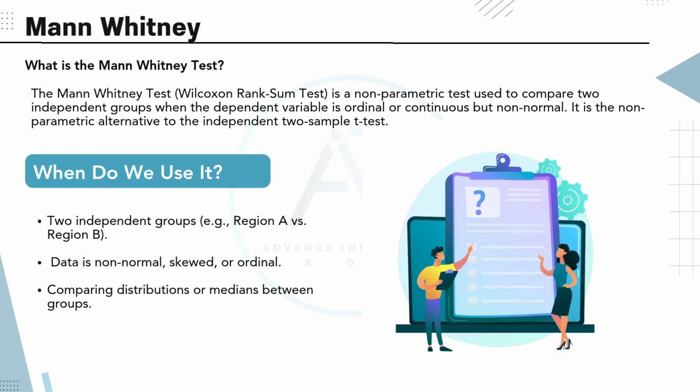Why is this test important? Because it enables us to draw valid conclusions even when our data doesn't meet parametric assumptions, such as normality or equal variances. It's especially useful in business settings where real-world data often has skewness, outliers, or comes from small samples. To summarize, if your project involves comparing the performance or scores of two different groups and you're unsure about normality, the Mann-Whitney test is a powerful tool to apply.